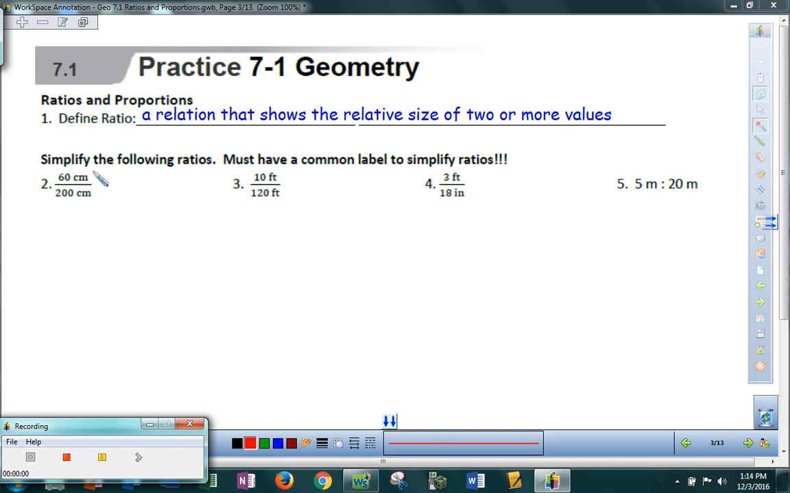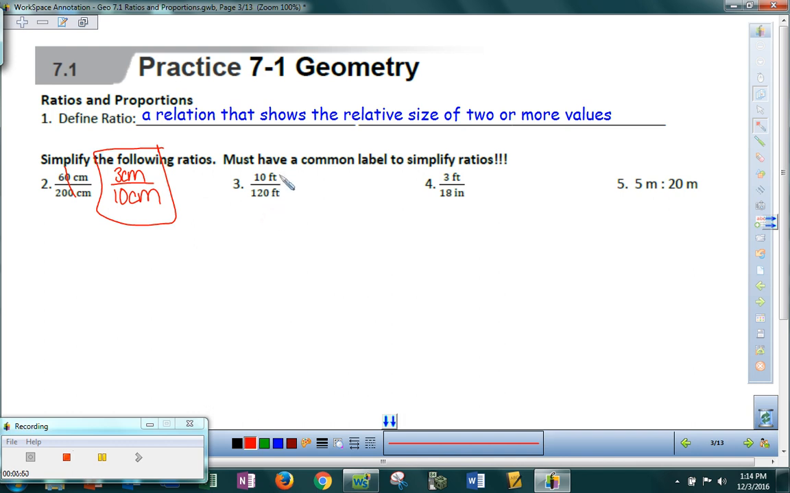On number 2 here, we're working with centimeters on the top and centimeters on the bottom, so there's no issue there. We can go ahead and reduce this 60 over 200 like we would normally. Since there's a 0 on both, we can just get rid of those, and now it's 6 over 20. A 2 goes into both of those, so we're left with 3 centimeters on the top and 10 centimeters on the bottom, and that's as simplified as that ratio can get. Now, I'm going to leave those centimeters on there, that way we know what our ratio is being measured in. Those labels will be important for us.